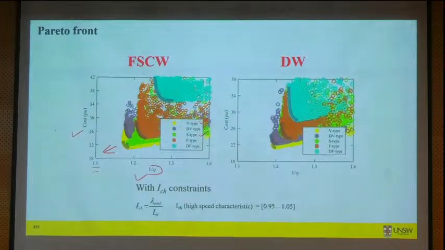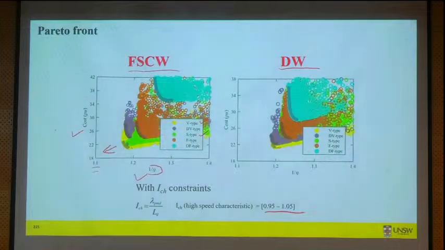In the case of the fractional slot machine, with the same rotor, but when we did it for a distributed winding type, it's a different result. The flat type and V type are still performing well, but the next one is actually the double V type, which has given you higher efficiency and lower cost. In this case, we kept the constraint of characteristic current within this range, as I mentioned earlier, because we still wanted to have the wide flux weakening.